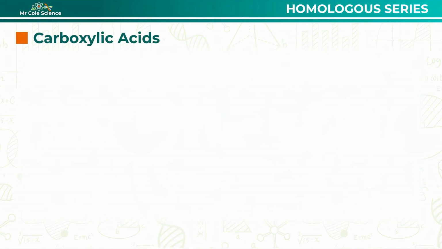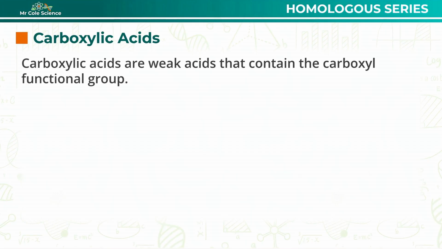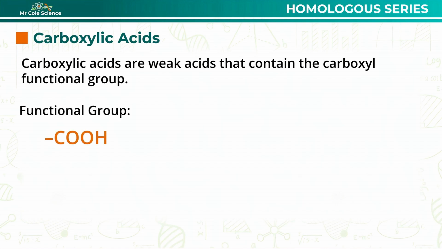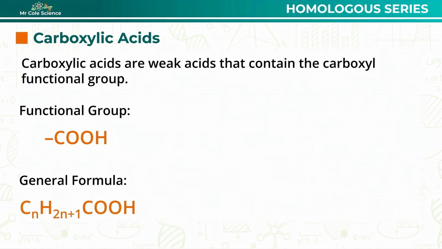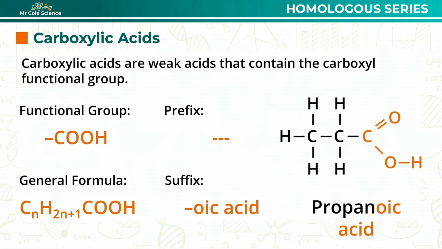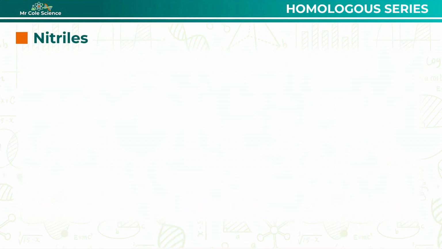And now carboxylic acids. Carboxylic acids are weak acids that contain a carboxyl group, which means that carboxylic acids contain the COOH functional group. Carboxylic acids have the general formula CnH2n+1COOH and are named using the suffix oic acid. As an example, we have propanoic acid. The carboxyl group is clearly visible within the displayed formula, and the suffix oic acid confirms that this molecule is a carboxylic acid.